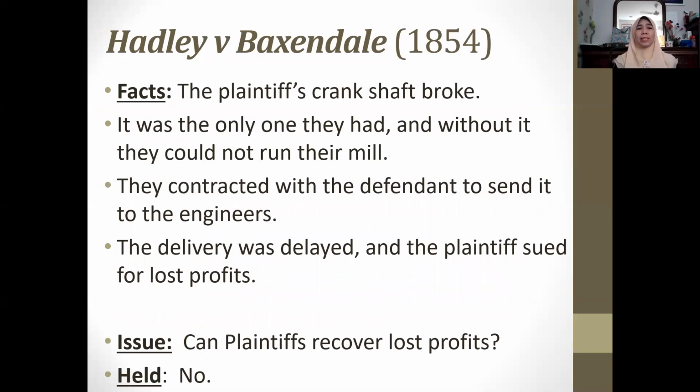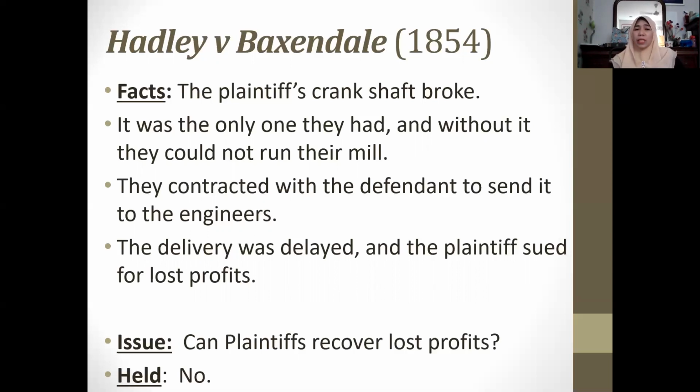Okay, let's go to the facts of the case. The case is quite simple, but the rule or the ratio is very, very important. So what happened? The plaintiff is a mill owner and they own a crankshaft in order to operate their mill. The plaintiff's crankshaft broke, and it was the only one they had. Maybe some other bigger mills have more than one. Without the crankshaft, they could not run their mill. So they had to send it for repair. They contracted with the defendant to send it to the engineers, so the defendant is responsible for the repairing.